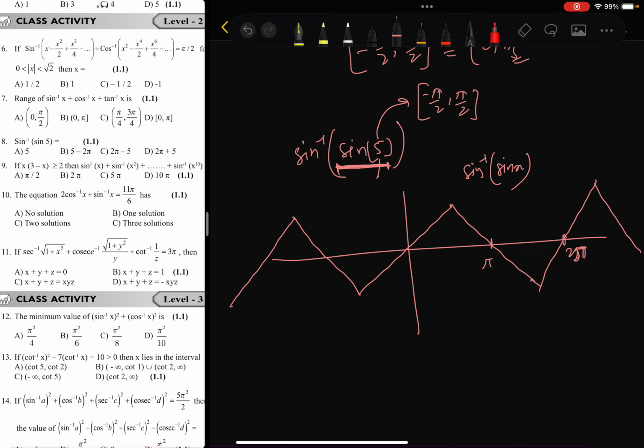So 5 is near about this 2 pi. 2 pi is 6 point something, so 5 will lie somewhere here, right? That means this line is x minus 2 pi. So 5 minus 2 pi is the answer, where the value of x is 5. So 5 minus 2 pi will be the answer.